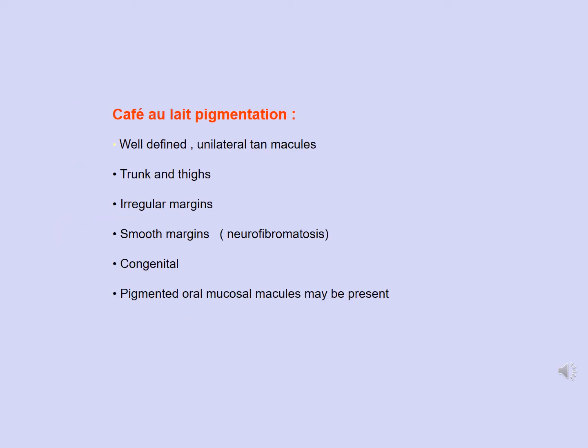Okay, so now let's look in a little more detail at what cafe au lait pigmentation is. Cafe au lait pigmentation basically is coffee with milk pigmentation. So they are well defined unilateral tan macules, commonly seen on the trunk and on thighs. They have irregular margins. If these cafe au lait pigmentations have smooth margins, then we should be worried about neurofibromatosis. They are present since birth, so they are congenital.